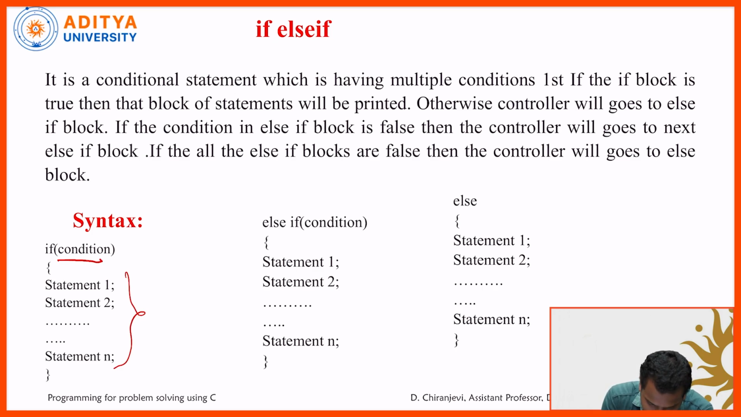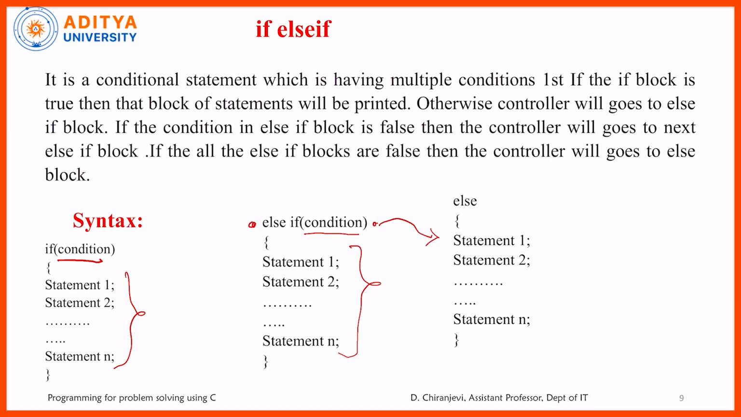If this if condition is false, then control will be directly transferred to the else block. With the else if condition, again it will check the condition. If this condition is true, this block of statements will be displayed. If this condition is also false, then control will be directly transferred to the else block and these statements will be displayed. Wherever the condition evaluates true, that block of statements will be printed. If all the conditions are false, then only control will be transferred to the else block.